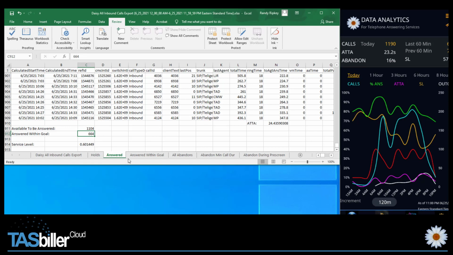664 are the total that were answered within our goal, and our calculation comes up at 60%, and I'm showing 57 here, so we're pretty close. So again, likely a rounding issue. So I'm pretty happy with the math. We're taking into consideration our user-defined minimum call durations and abandons during pre-screen, and doing some very good calculations that we can rely on as far as our analysis of service levels.